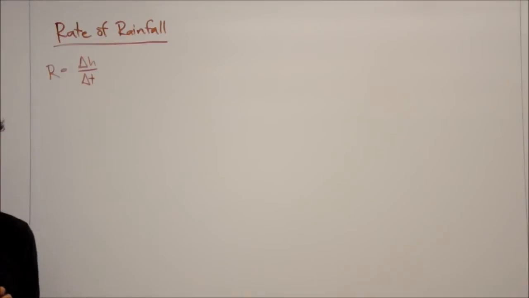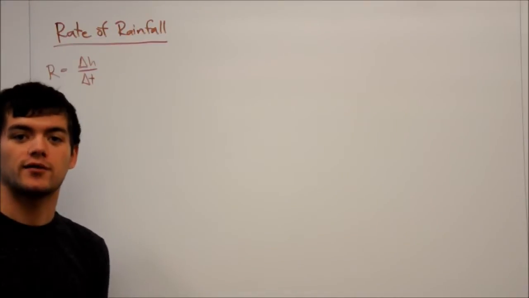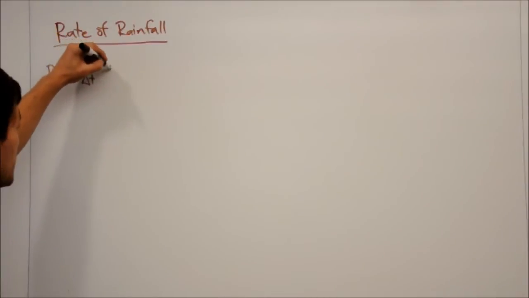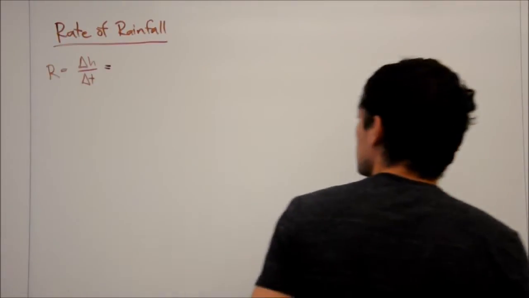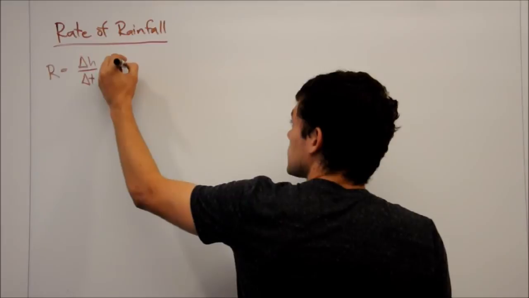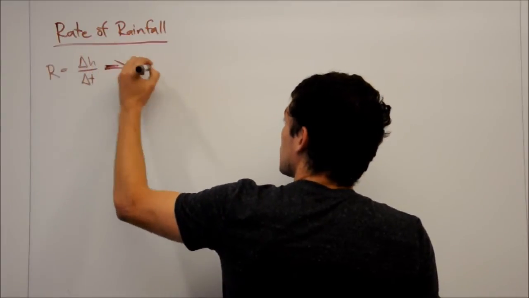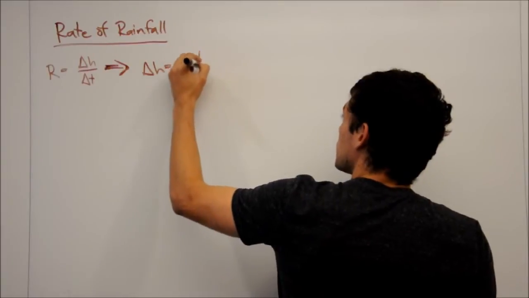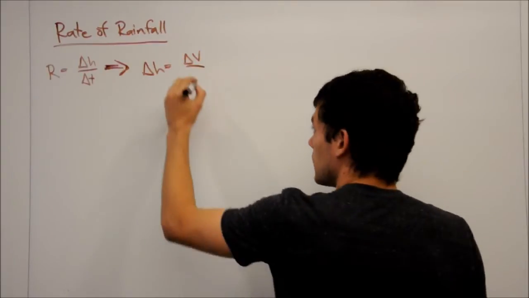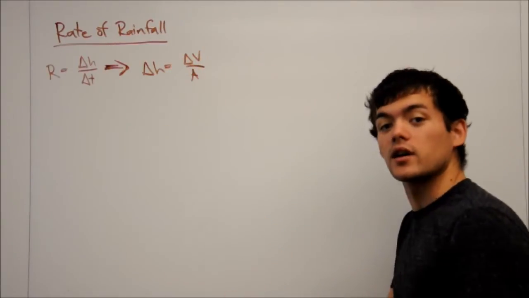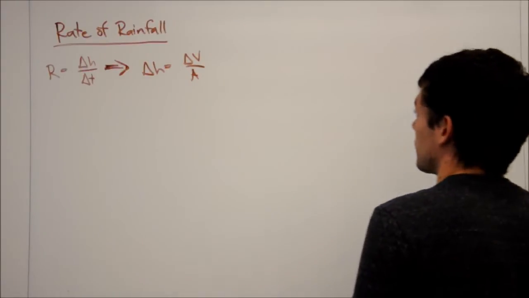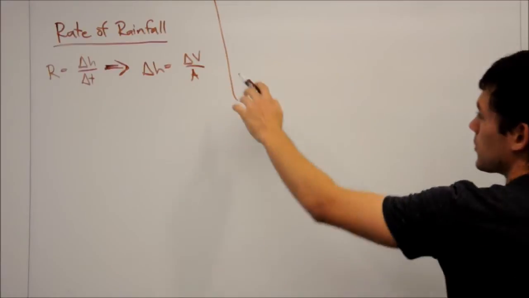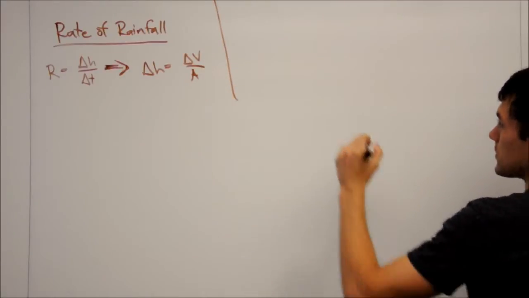And so this is going to be a useful metric for figuring out how much rain there is in a given area. And the way we're actually going to express this is delta H is going to be actually delta V, the volume of rain that has fallen, over the area in which we're measuring that volume. And so first we're going to be figuring out what this is.